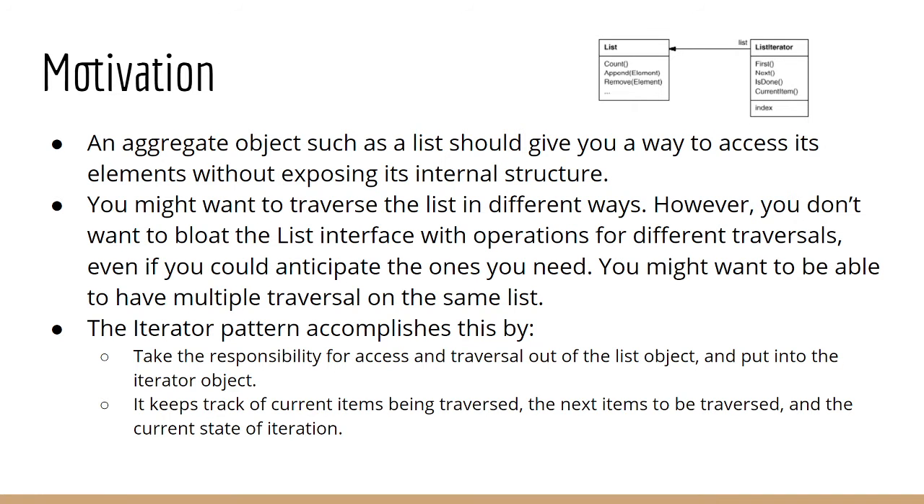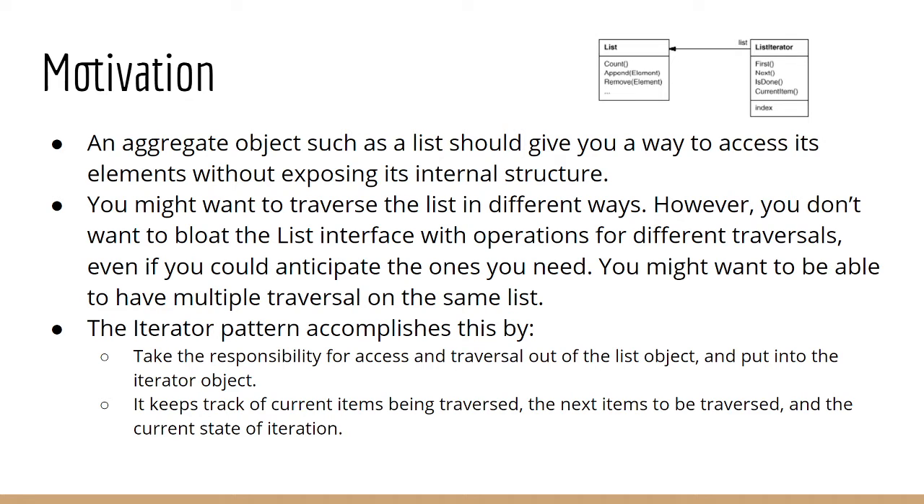What is the motivation behind the Iterator design pattern? Let's say an aggregate object, such as a list, should give you a way to access its elements without exposing its internal structure. So you might want to traverse the list in many different ways. However, you don't want to bloat the list interface with operations for different kinds of traversals, even if you can anticipate which traversal you might need. In addition, you might also want to be able to have multiple traversals occurring at the same time.